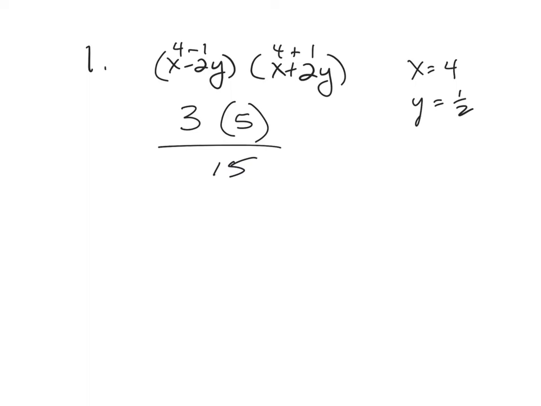So we plug in x equals 4 and y equals 1/2. When you multiply 1/2 by 2, you get 1. So it's 4 minus 1 times 4 plus 1, which is 3 times 5, which is 15.